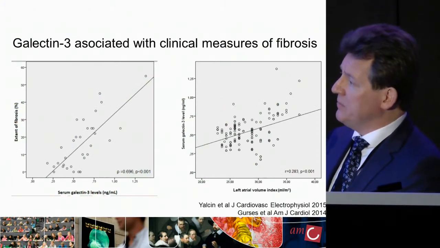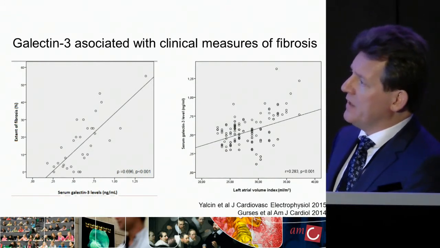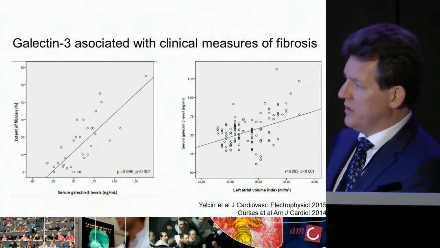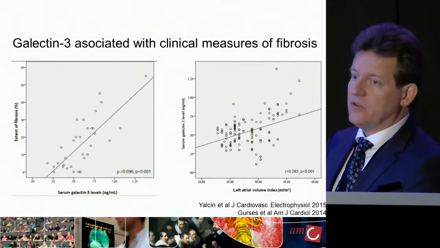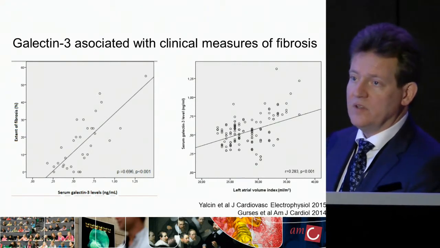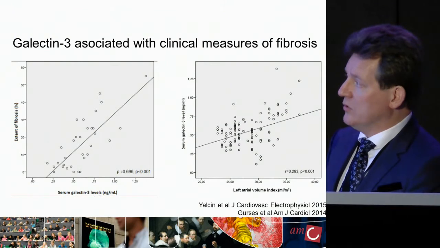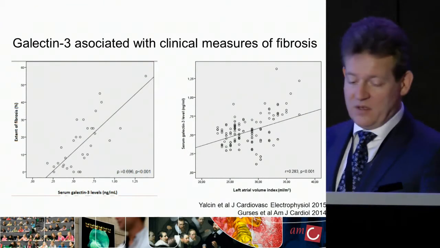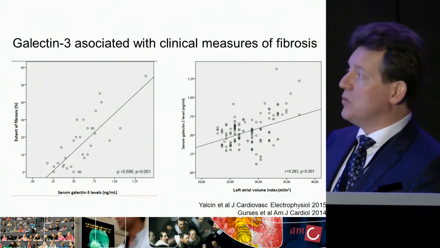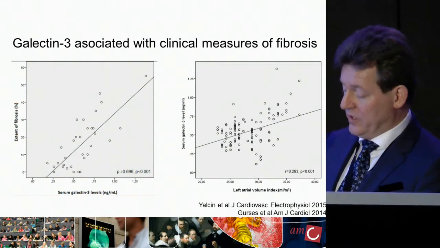In another study, they show that there is a relation between the serum galectin-3 level in blood and the extent of atrial fibrosis as measured again with delayed enhancement MRI. And also they show that there is, and this picture is the other way around here, the galectin is on the y-axis, an association between serum galectin and left atrium volume index. So it seems, again, like a very nice clinical marker that we can use to assess the substrate for atrial fibrillation.